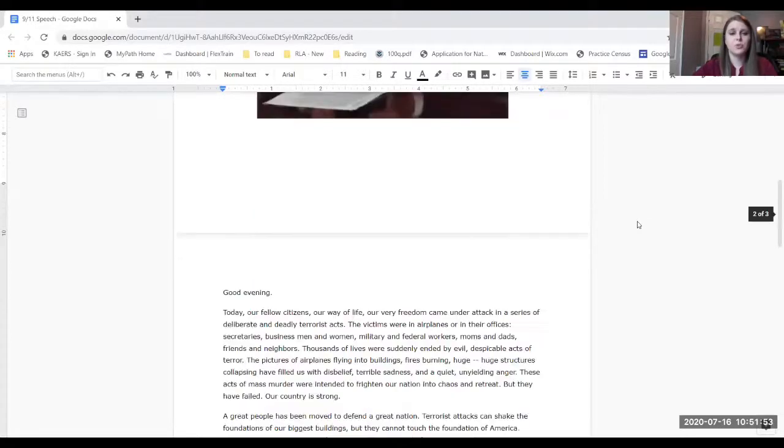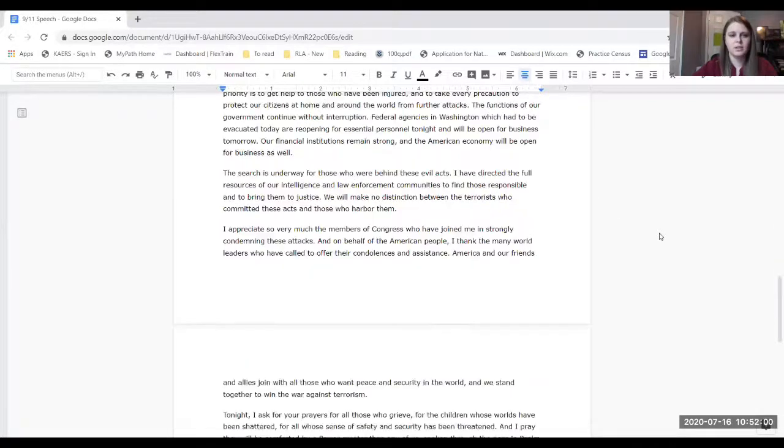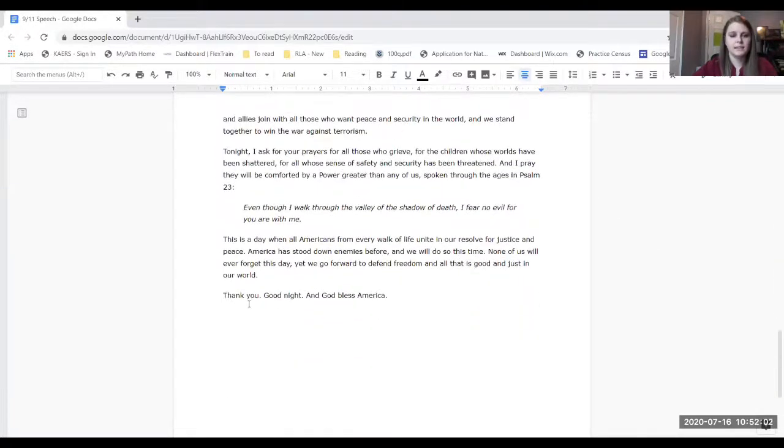So let's look at the structure of the reading. It starts out, good evening, and it has paragraphs. And then at the very end, he says, thank you, good night, and God bless. So it kind of sounds like he's talking to us, if he starts out with good evening and he finishes with thank you, good night.